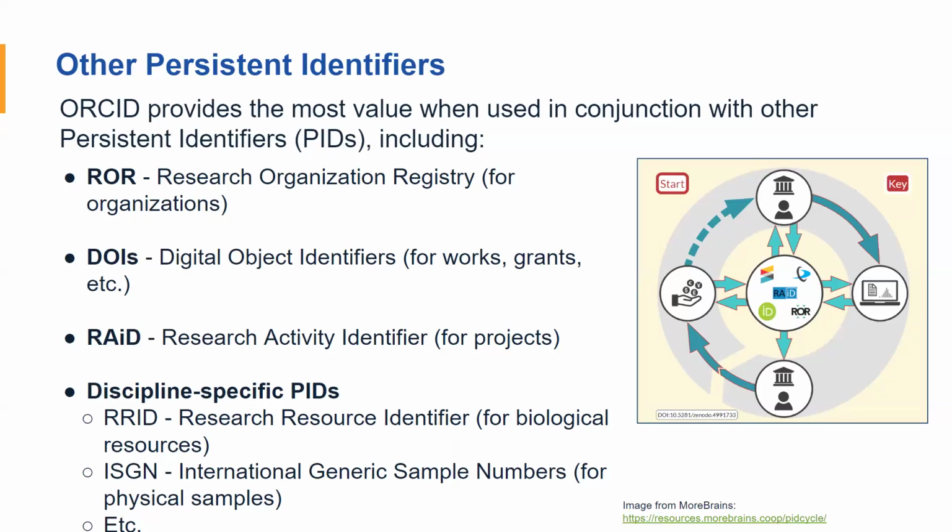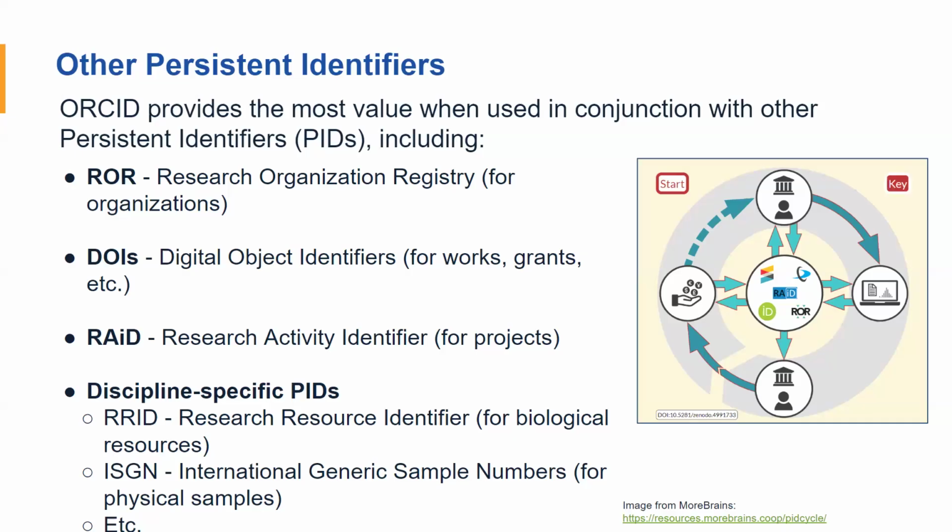So thinking about ROR, DOIs, there's also a new PID called RAID, which stands for Research Activity Identifier. And this is an identifier specifically for research projects. So that's another one to keep an eye on and potentially learn more about if that's relevant to your organization. There are also discipline-specific PIDs. So there are Research Resource IDs, or RRIDs, for biological resources, and IGSNs for physical samples.